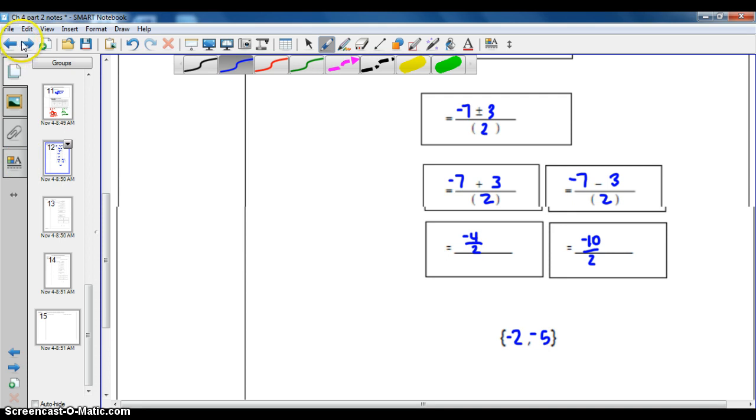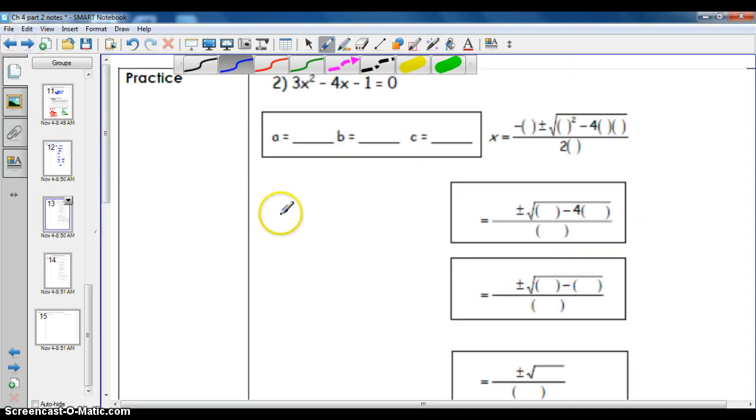All right, so let's go ahead and have you try one on your own. So first label A, B, C, follow it all the way through, and then we'll check and see how you did. All right, so let's check. A should be 3, B should be negative 4, and C should be negative 1. So x equals negative b plus or minus the square root of b squared minus 4ac all over 2a. So if you need to put those in the spots or write out that formula first, you can do that in any case.